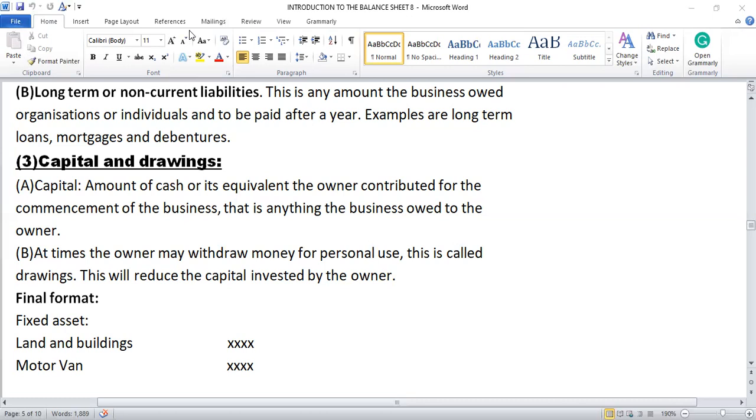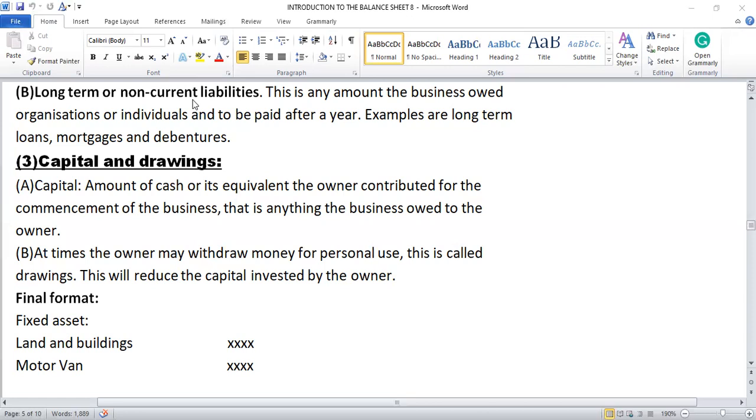So let us recap what we've learned so far. We learned that the balance sheet is the financial position of an organization for a particular period of time, and it comprises the assets, the liabilities, and the capital. What are the assets? The assets are normally the properties that the business or the owner uses to run the business in order to generate profit. We have the current assets and the non-current assets. The current assets are the assets that are going to be used within 1 year, and the non-current assets are those that are going to be used for more than a year.